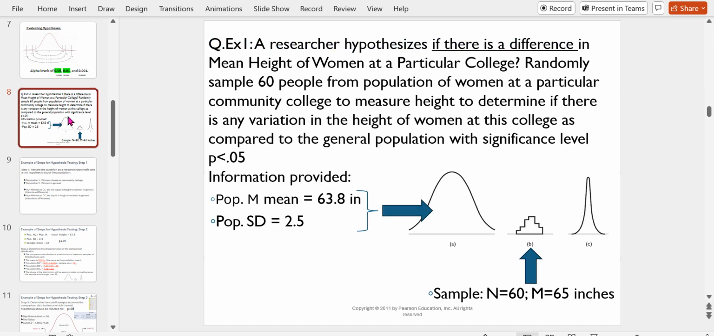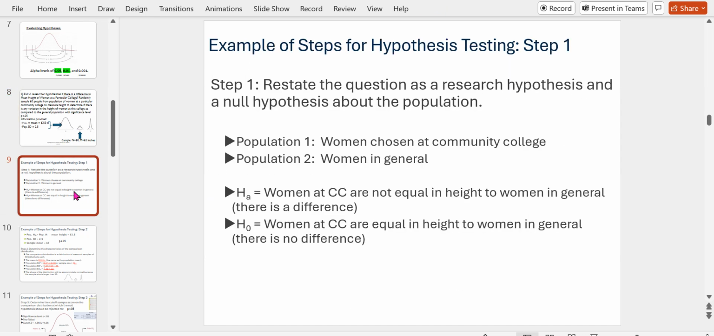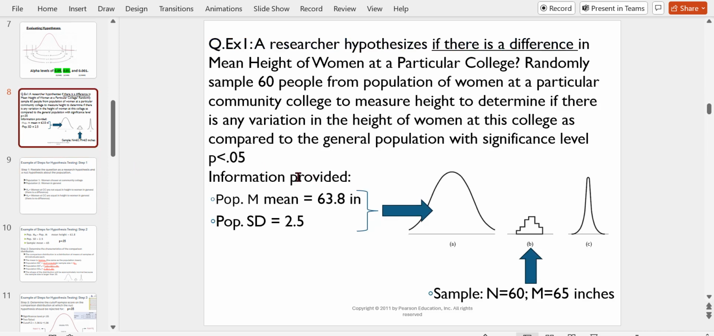Sorry, we missed one. We're going into step 1 here. Let's go back and read the question and then come back here. A researcher hypothesizes there is a difference in mean height of women at a particular college. They randomly sampled 60 people from a population of women at a particular community college to measure height, to determine if there was any variation in the height of women at this college as compared to the general population.